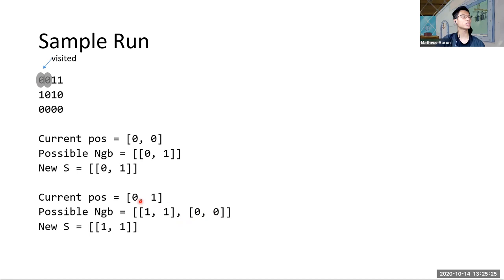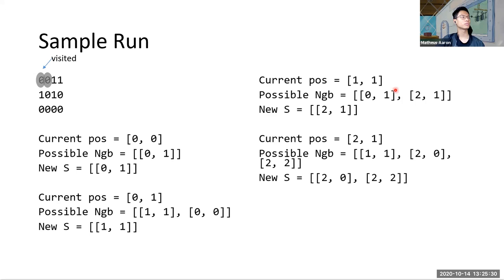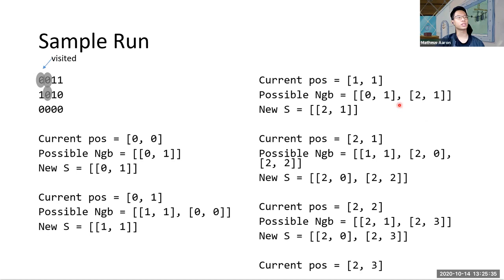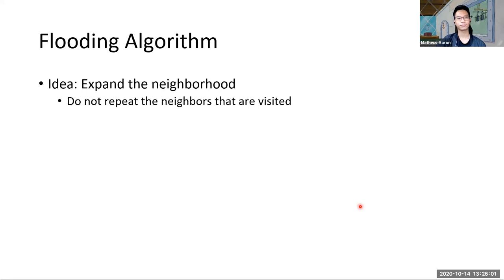Now we go for 1, 1, and these are the possible neighbors. We visited 0, 1 before, so we don't visit that anymore. At 2, 1, there are three possible neighbors: top, left, and right. In this case, top has been visited, but left and right haven't. So we'll add left and right to our bucket list, and then we take 1, 2, 2. Yeah, and we keep on moving, keep on taking one. The idea of the flooding algorithm is that you just expand the neighborhood. You keep on visiting, but you don't want to repeat the places that you have visited, because if not, you can get stuck in an infinite recursion error.